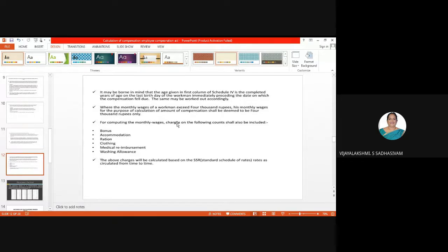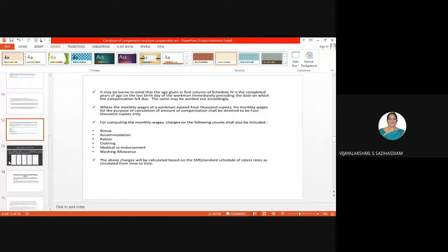And when the monthly wages of the workman exceed 4,000 rupees, then his wages for the purpose of calculation of compensation shall be 4,000 rupees only. In calculating the monthly wages, we have to take into account bonus, accommodation, ration, clothing, medical reimbursement, and washing allowance, whichever he is eligible for and drawing at the time of the injury. This is based on the standard schedule of rates given from time to time.